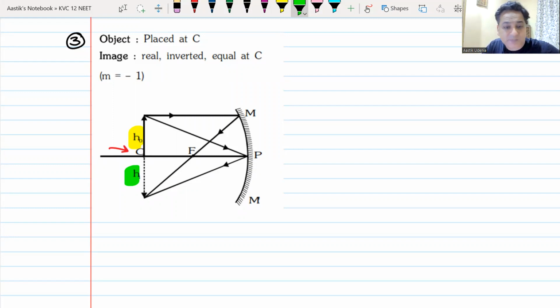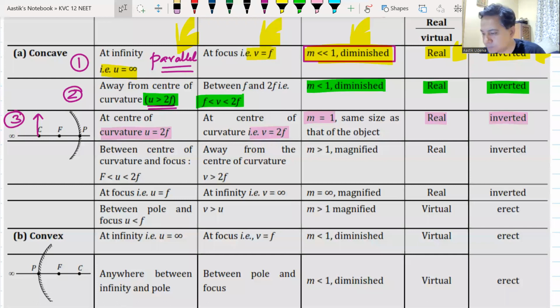Can we move on to the next point? Point number 4. Yes, sir. Where is point number 4 going to be, my dear friends? Between center of curvature and focus. That is your answer, and that is exactly correct. I will paint it blue. The object is placed between F and 2F, focus and center of curvature. Image is formed beyond center of curvature.